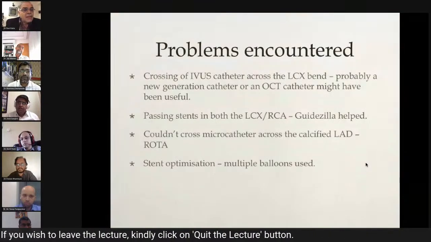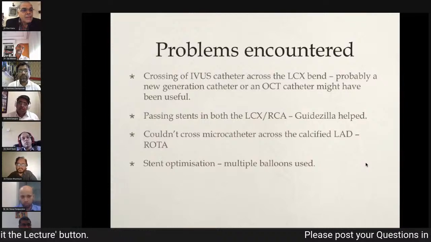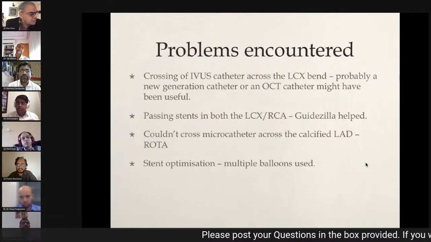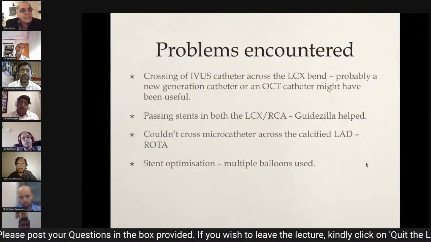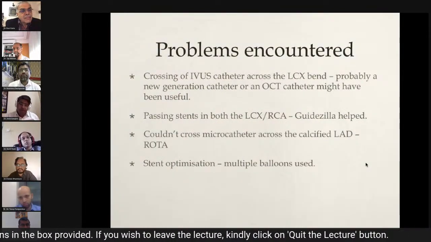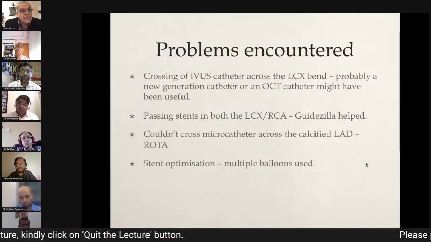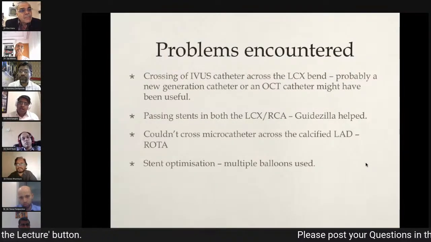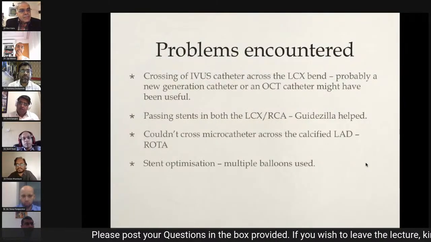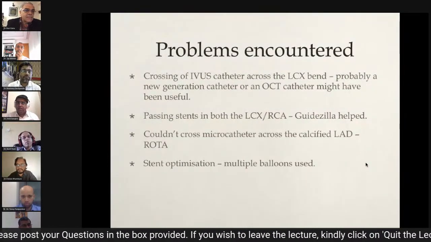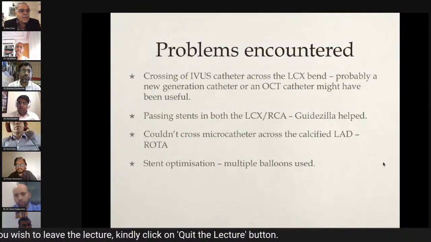There was difficulty passing stents in both the circ and RCA. GuideZilla definitely helped in this, and I couldn't even cross a microcatheter in the calcified LAD. So rota was probably the way to go, which we did here. When we do such a complex procedure, the cost always becomes an issue. We use so much material, the cost really goes haywire. But still, we need to use multiple balloons to optimize the stent, because even without imaging, if you have not co-dilated the stent properly, you would not have good long-term outcomes.